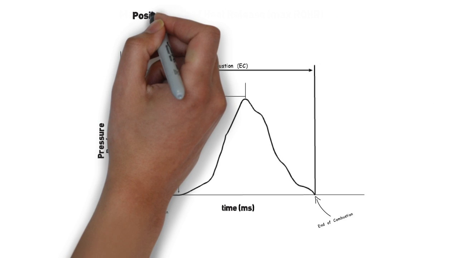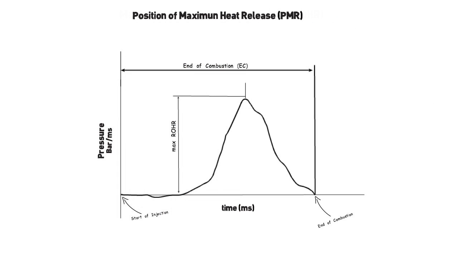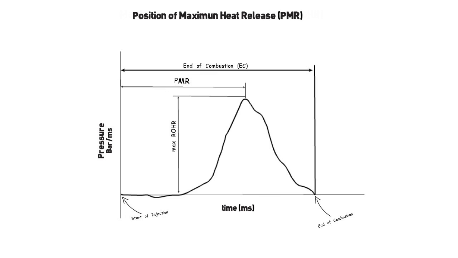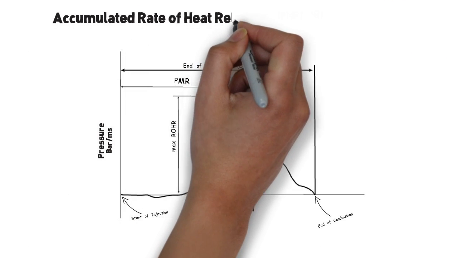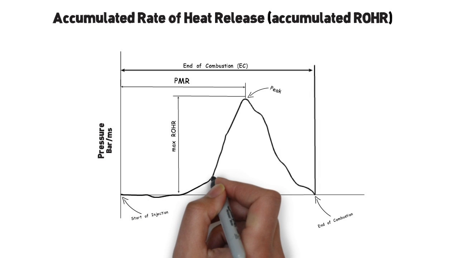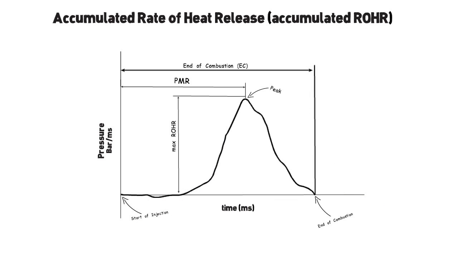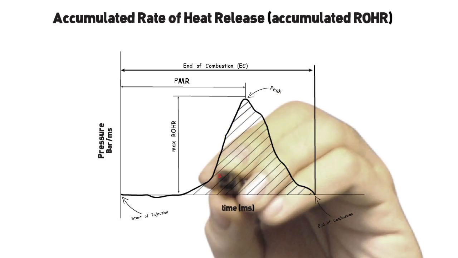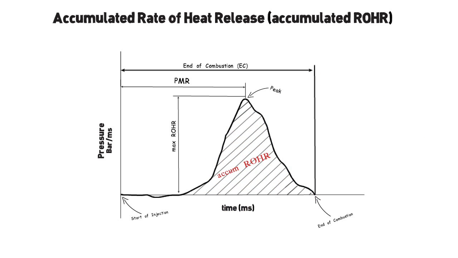First, the maximum rate of heat release is the point at which the pressure is increasing the highest. This is the point where the most energy is being released during combustion. Next, the position of maximum rate of heat release is the period of time between the initial injection and the point where the rate of pressure change reaches its maximum. This property is defined and measured by the position of this peak. Accumulated rate of heat release is the surface area between this line and the x-axis. So it is all the surface area under the graph. This is a measure of the total amount of energy released during the combustion of the injected quantity of fuel.